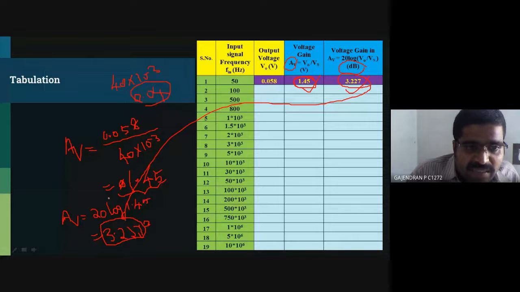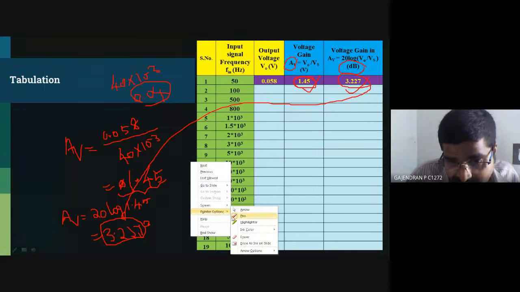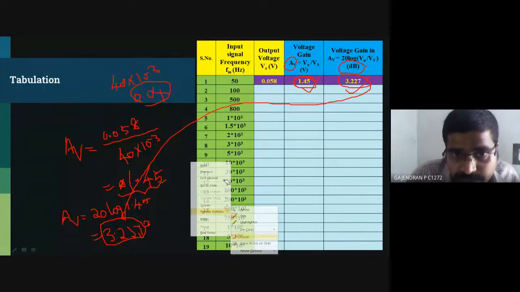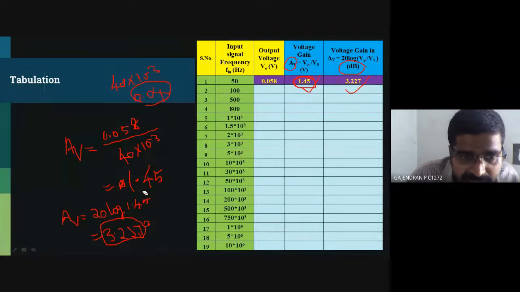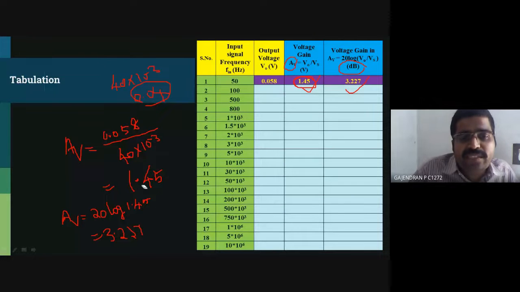Take a screenshot of this. Let me erase this disturbance arrow. Can you take down the steps on how to calculate? Yes, sir. Any doubt in this? You can ask.